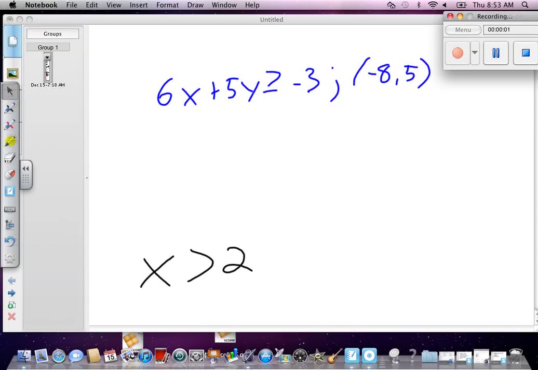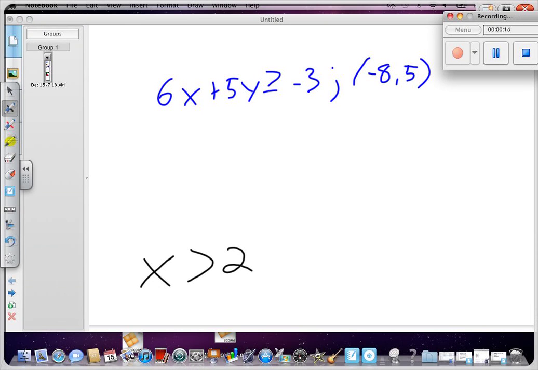All right, so ladies and gentlemen, we're going to review 6.7, okay? We've done this before, but we're reviewing it, and this is graphing inequalities, okay? So first, when I see a problem like this that says 6x plus 5y is greater than or equal to negative 3, and the point (negative 8, 5), what do you think I want to do? Plug in negative 8 for x and 5 for y.